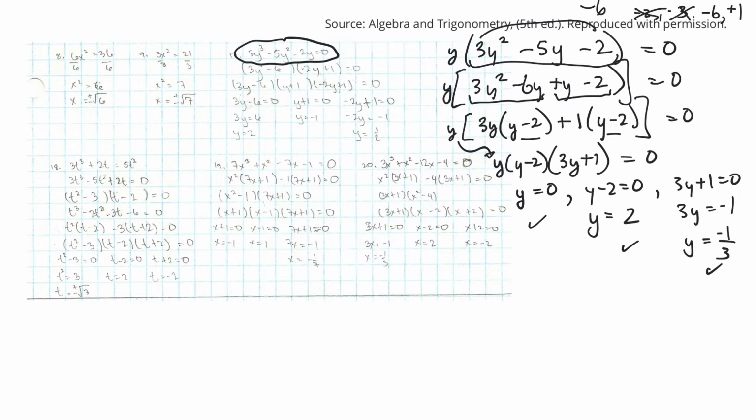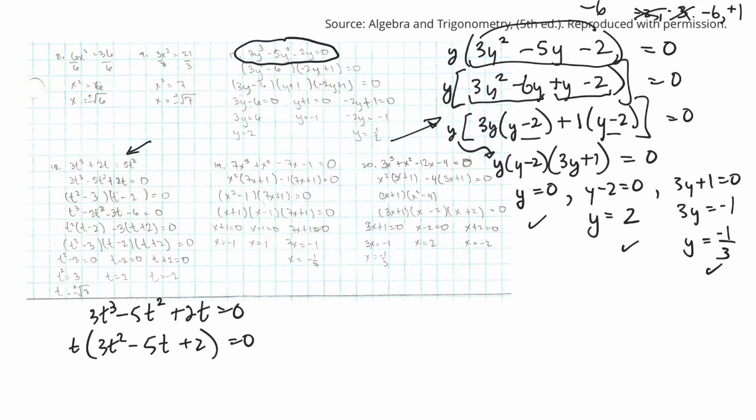Number 18 looks to be a similar kind of question. You need to factor that y out, or the t out first though. So I've got 3t cubed minus 5, what's it cubed? Minus 5t squared plus 2t is equal to 0. So I'll factor t out, leaving me with 3t squared minus 5t plus 2. And then I'll need to do this similar kind of factoring as I did up here.